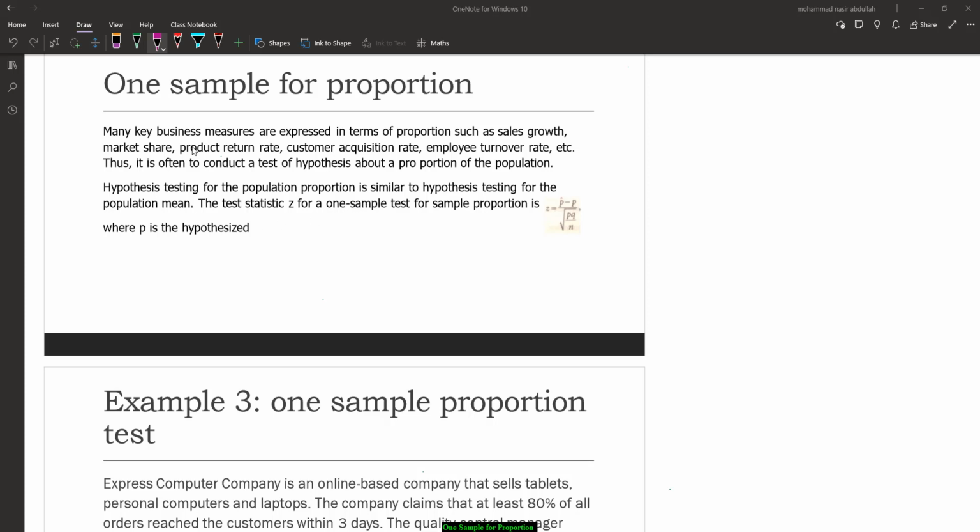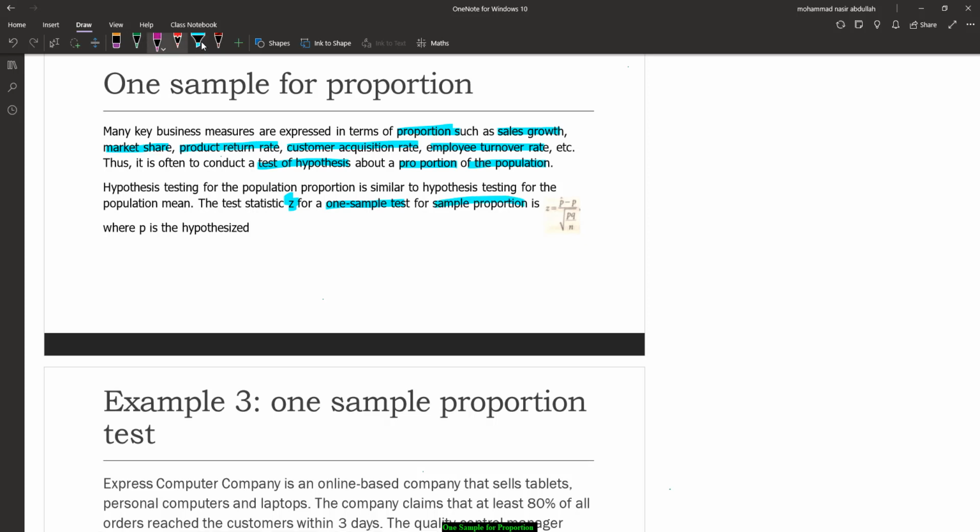Many key business measures are expressed in terms of proportion, such as sales growth, market share, product return rate, customer acquisition rate, employee turnover rate, and etc. Thus, it is often necessary to conduct a test of hypothesis about a proportion of the population. Hypothesis testing for population proportion is similar to hypothesis testing for population mean. So we are using the Z test for one sample test for sample proportion.